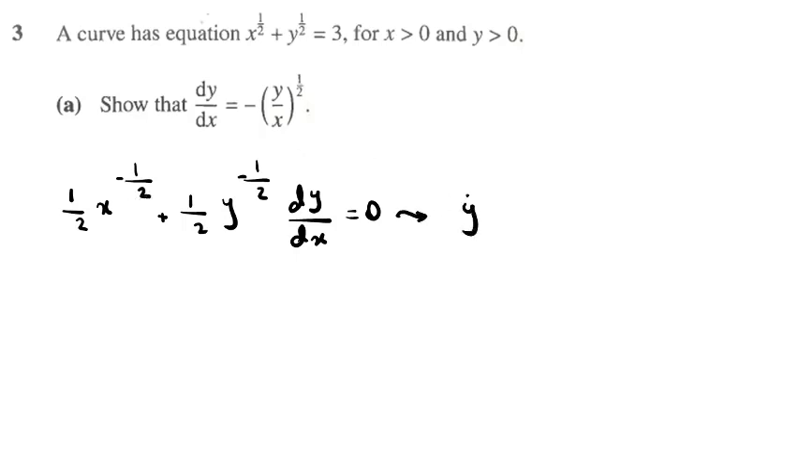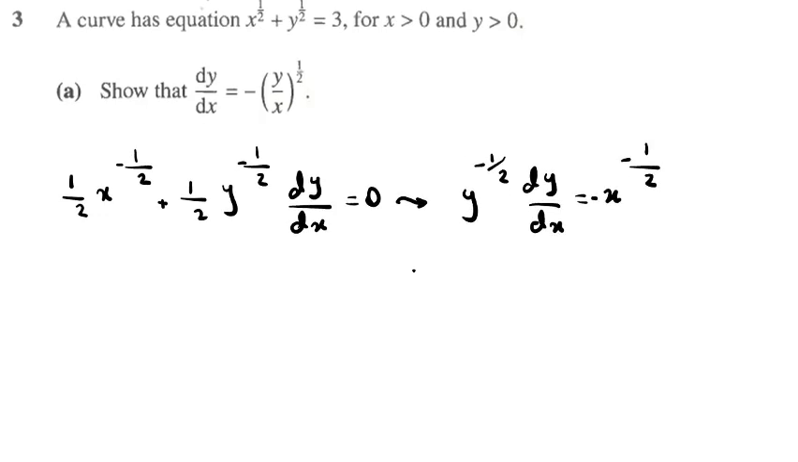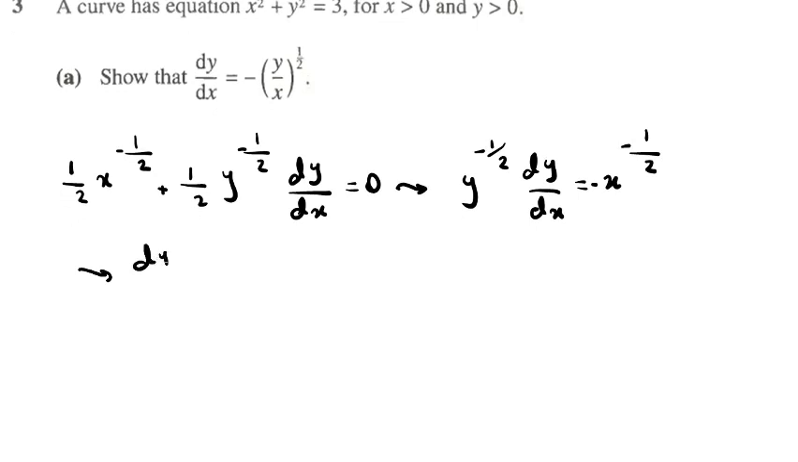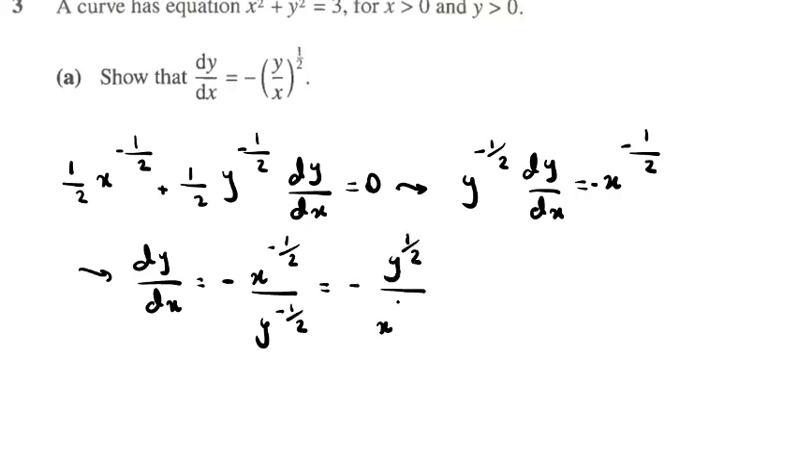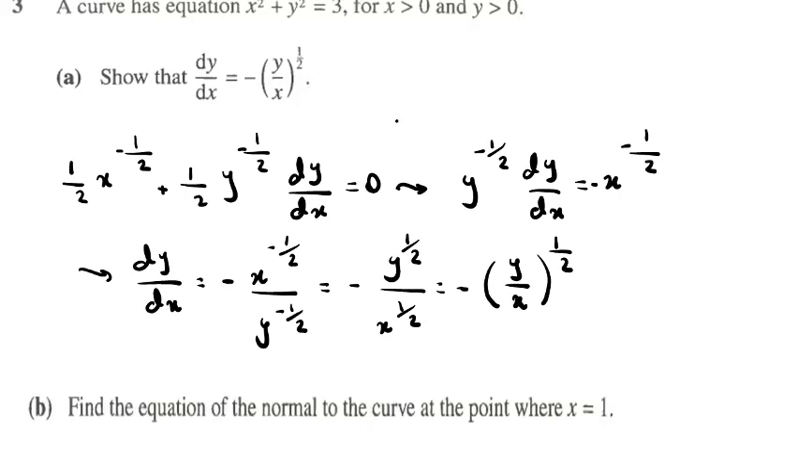It will be y to the power of negative 1 over 2 dy by dx equals x to the power of negative 1 over 2, negative, because you take it to the right hand side. And then we can conclude dy by dx equals negative x to the power of 1 over 2 over y to the power of negative 1 over 2. And it will be negative y to the power of 1 over 2 times x to the power of 1 over 2. It will be negative y over x to the power of 1 over 2.